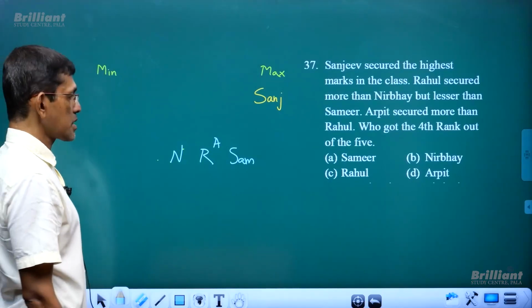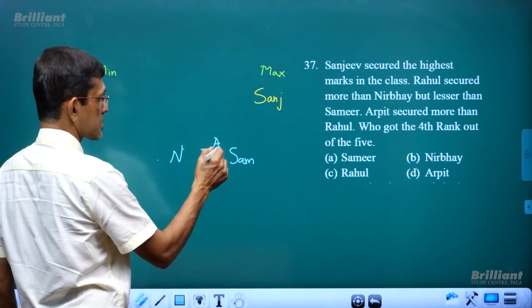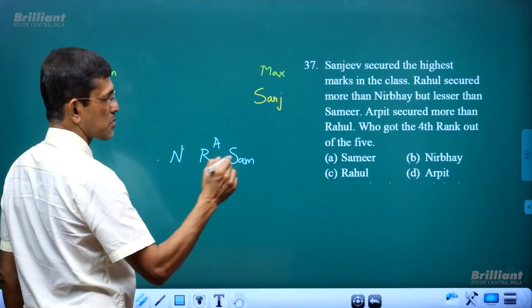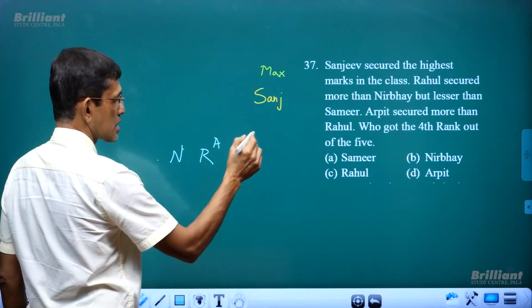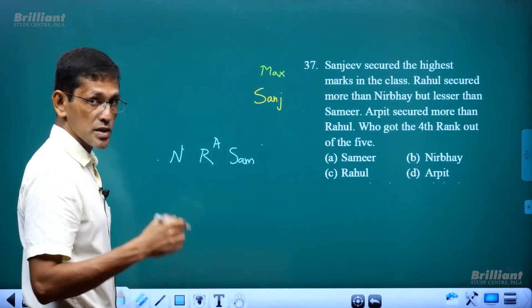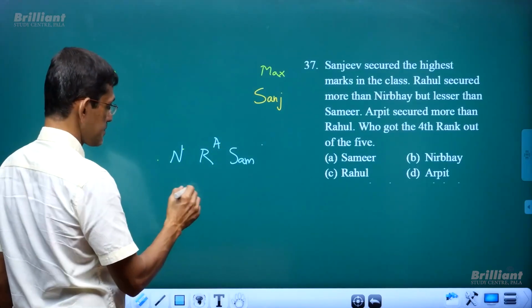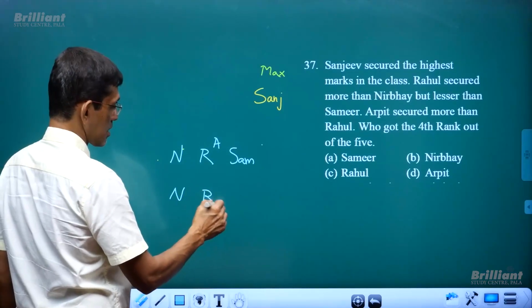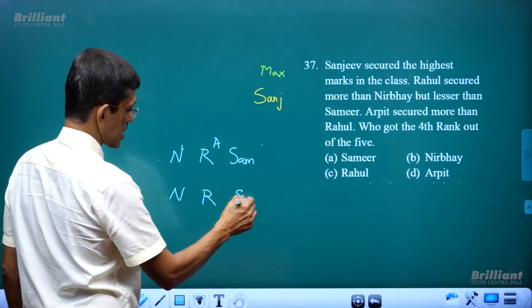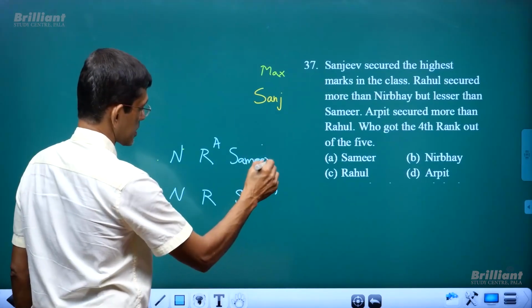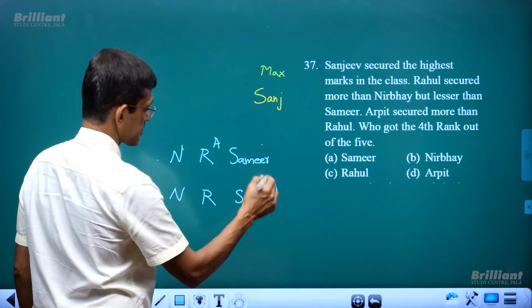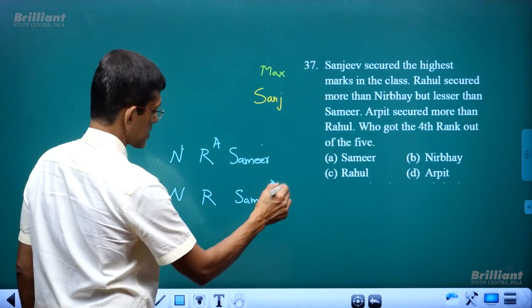At the same time, here is a confusion. Arpit secured more marks than Rahul, which means Arpit can be more than Samir as well. So that is another possibility. So N, R, instead of A, you can have A here. So this is Samir, don't confuse. So A could be here.